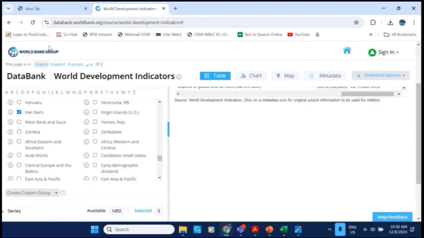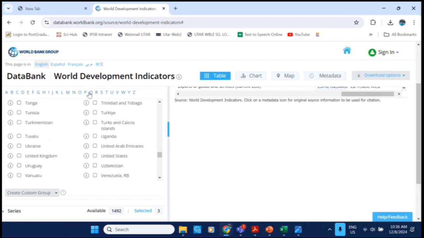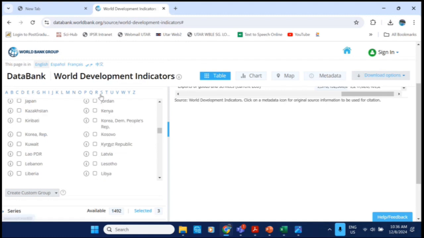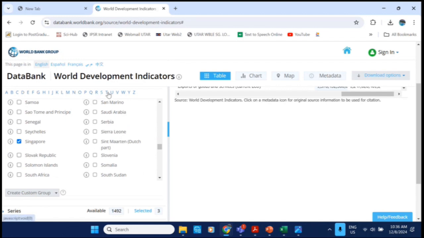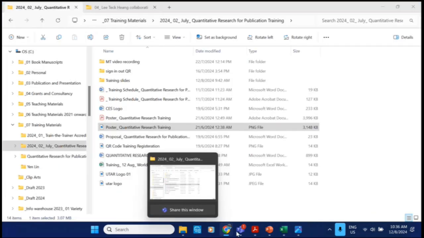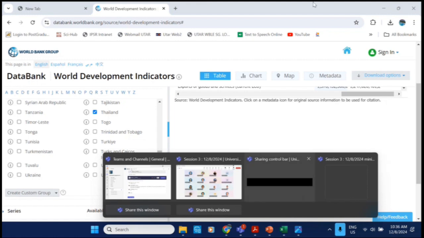So I just choose a few Asian countries like Vietnam, Malaysia, Indonesia, Thailand. Let's say you want to choose Malaysia. Malaysia starts with M, so you can click here M. Malaysia, then Indonesia. Can you see the screen, right? Singapore, Thailand, right? So if you have a specific target, can you see?